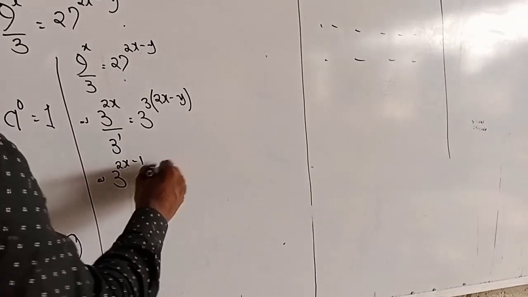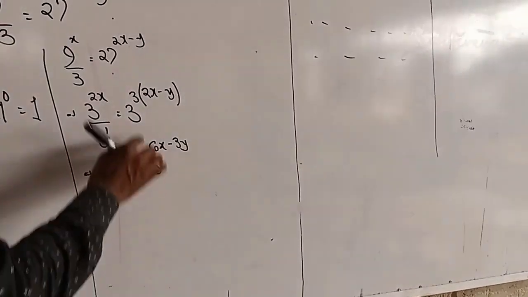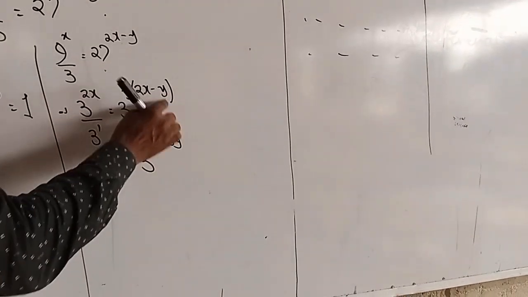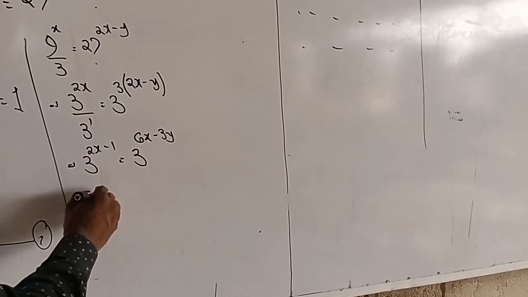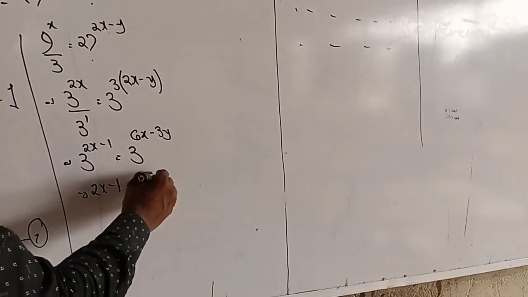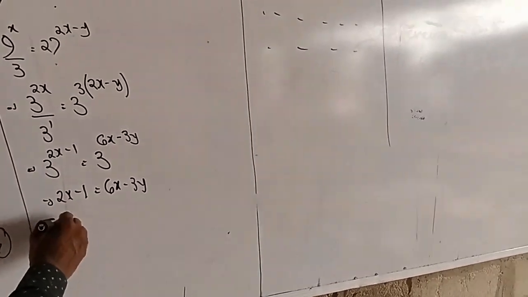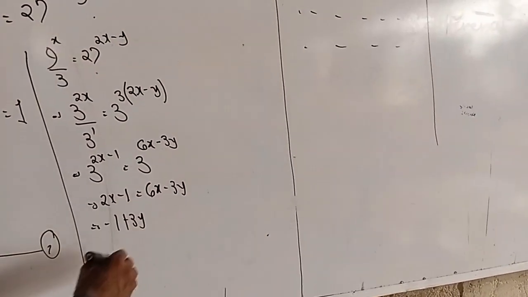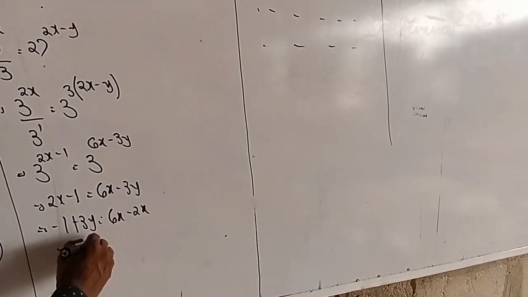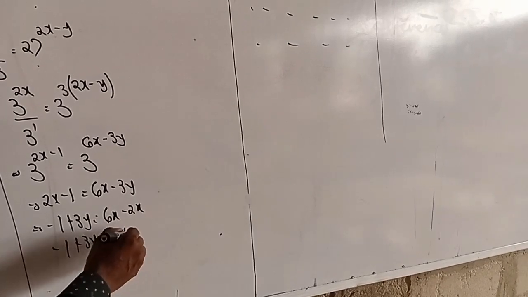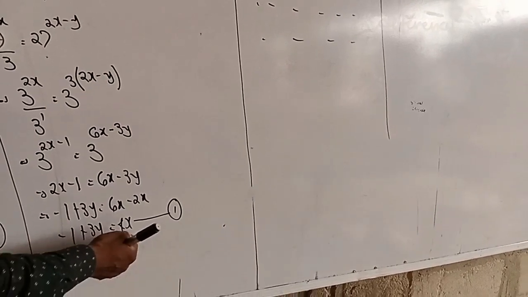So we are now having 2x minus 1. The right hand side, I can open this bracket. Here will give me 6x minus 3y: 3 times 2x is 6x, 3 times y is 3y. Since the bases are the same, I will have 2x minus 1 equals 6x minus 3y. So let's collect like terms. This will give me minus 1 plus 3y equals 6x minus 2x. So I have minus 1 plus 3y equals 4x. Let's call this equation 2, because the values of x and y are unknown.